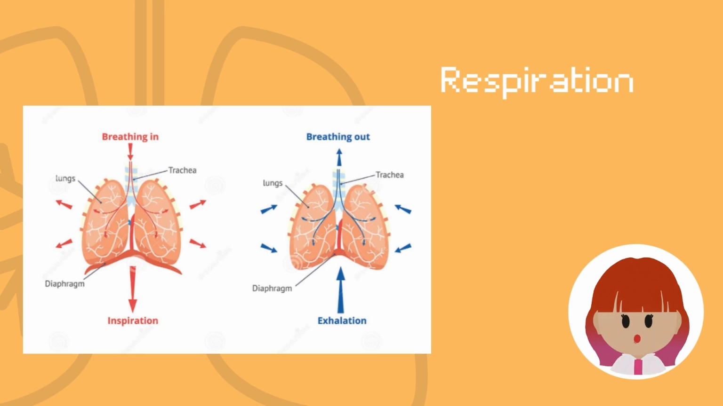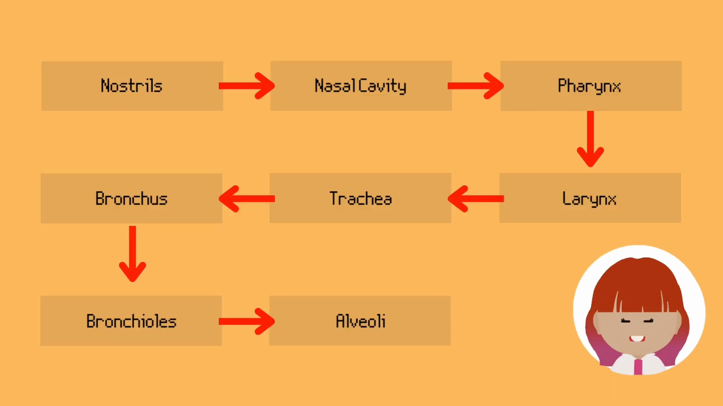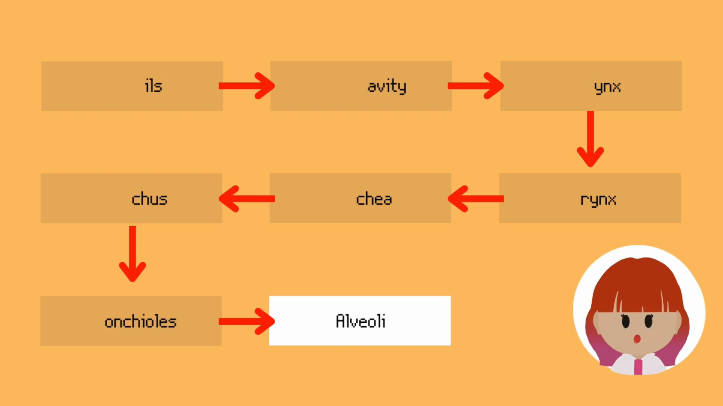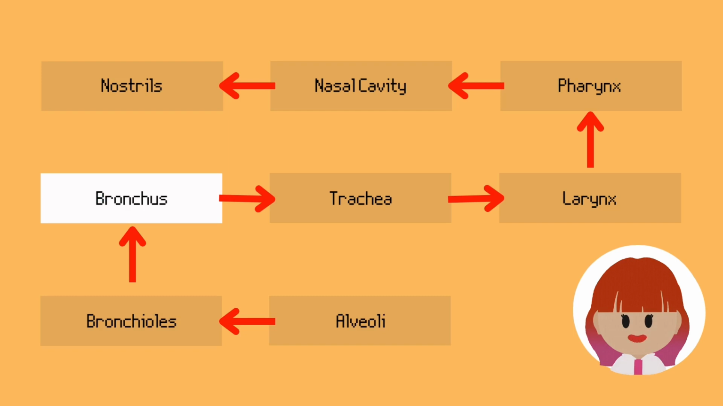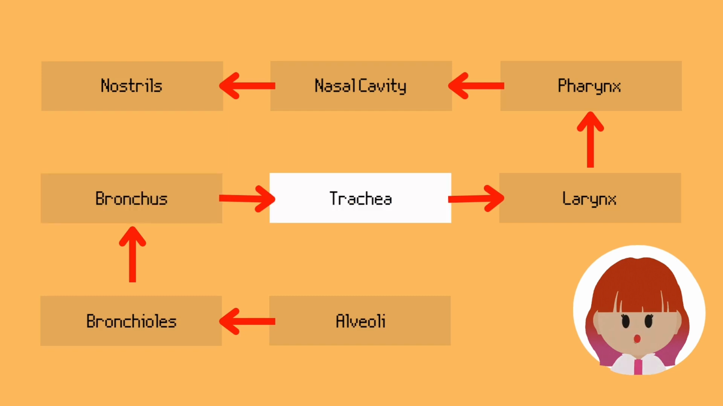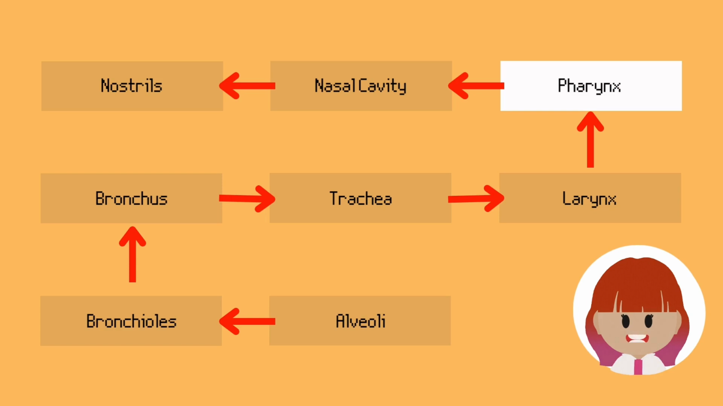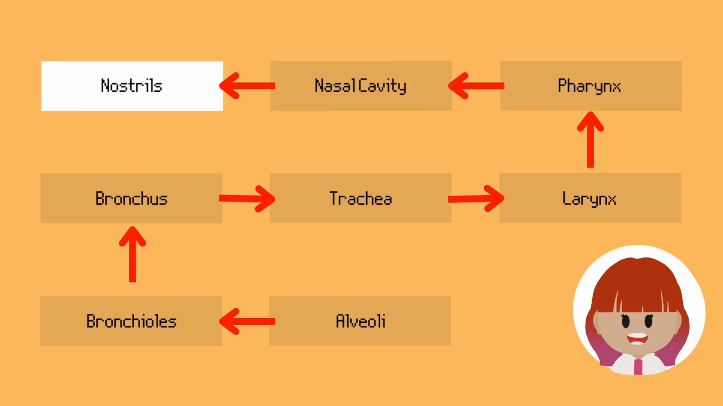Pretty cool, right? So, going back, as we breathe in, the air will enter our nostrils, to our nasal cavity, to the pharynx, down to the larynx, then the trachea, and then the bronchus, the bronchioles, the alveoli, and then the blood. Then, from the blood, the carbon dioxide will be expelled or exhaled going to the alveoli, back to the bronchioles, then bronchus, then trachea, back to the larynx, then pharynx, through the nasal cavity, and then out the nostrils.